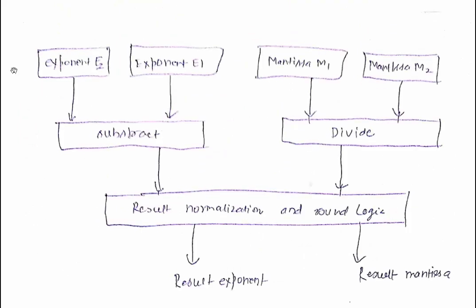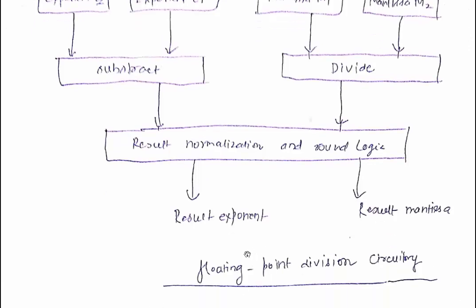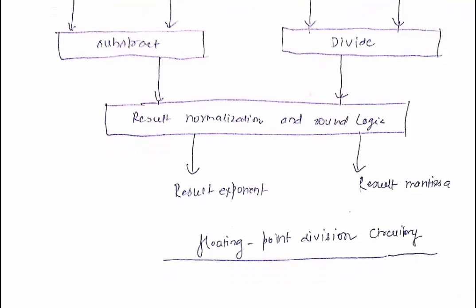So we have exponent E2, exponent E1, mantissa M1, mantissa M2. The exponents are subtracted from one another, so let's say E1 minus E2 or E2 minus E1, and the mantissas M1 and M2 are divided by each other. After that we will normalize and round off, and from here also we will get the resultant exponent and resultant mantissa. So this is your floating point division circuitry mapped to the hardware. This is for the addition, subtraction, multiplication and division operations which we can perform using floating point numbers.